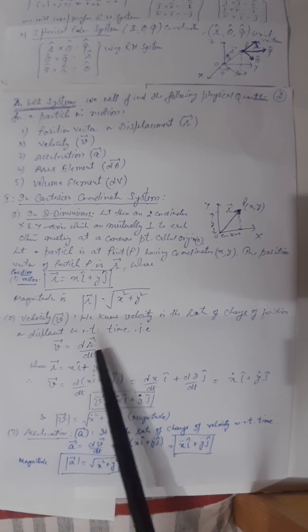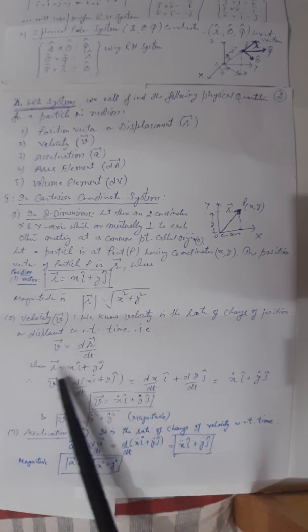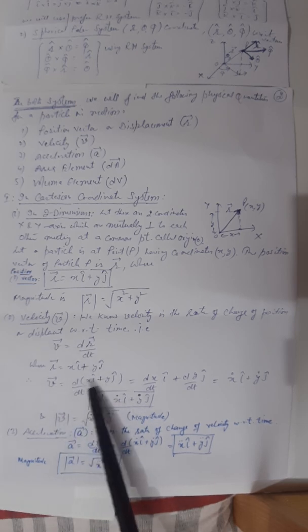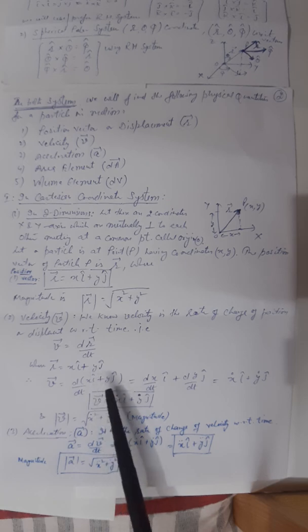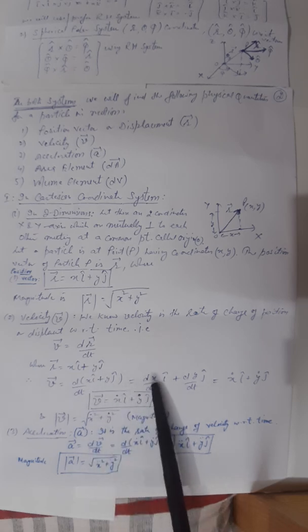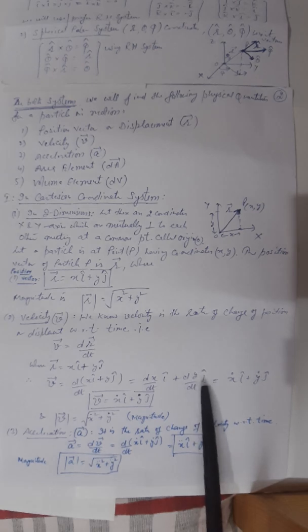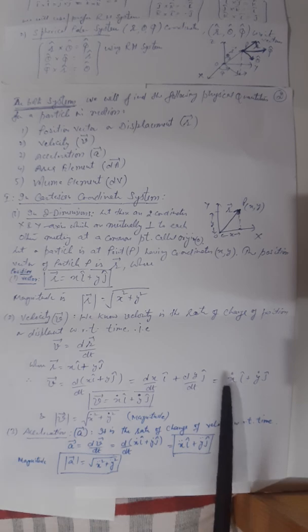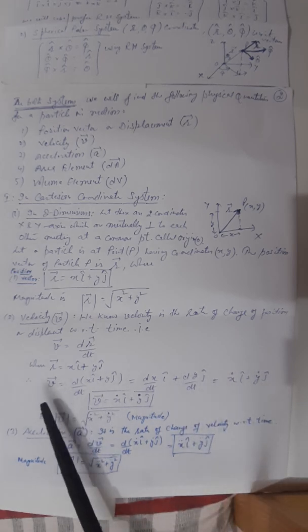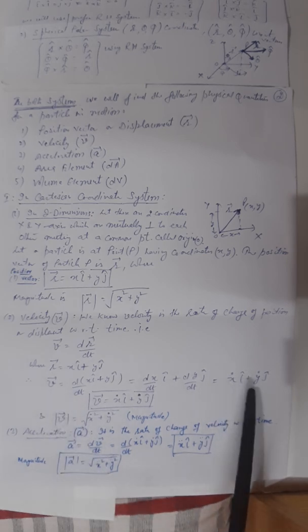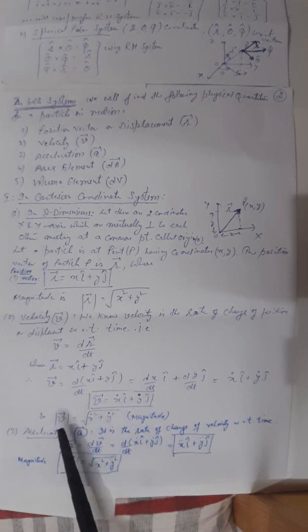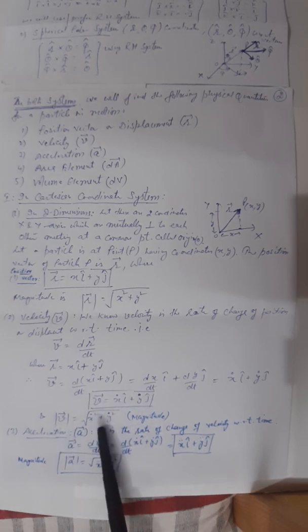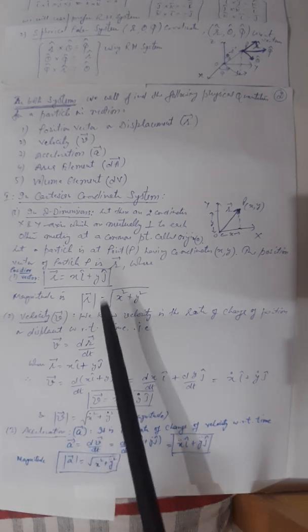Putting the value of r in this equation, we get v equals d/dt of x i cap plus y j cap. On separating the variables for the derivative, we get dx upon dt i cap plus dy upon dt j cap, where i and j are not variables, they are constants. We may write dx upon dt as x dot, and similarly dy upon dt as y dot. So, the velocity becomes x dot i plus y dot j, and its magnitude is the square root of x dot square plus y dot square. So, it is the same as the position vector.